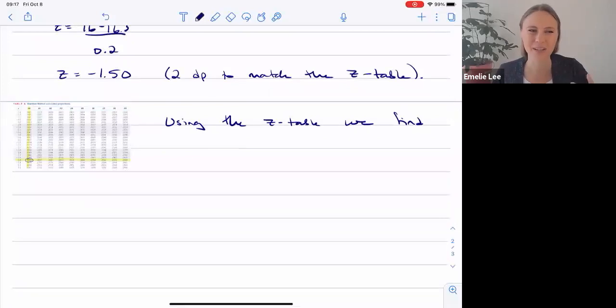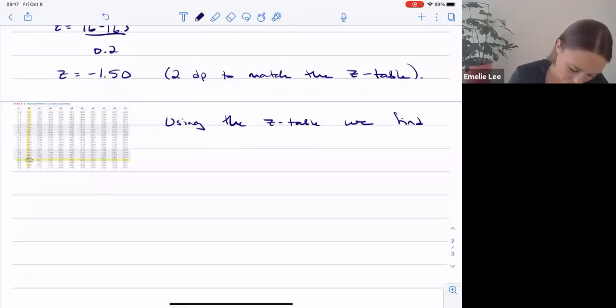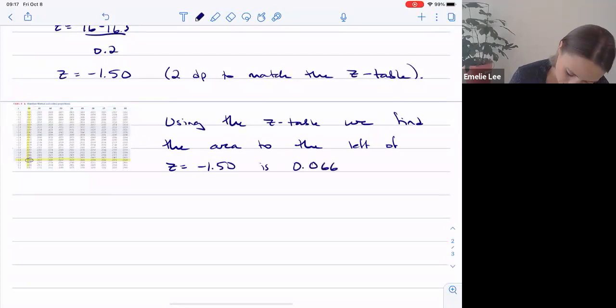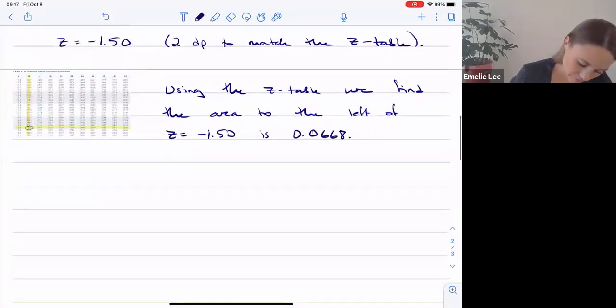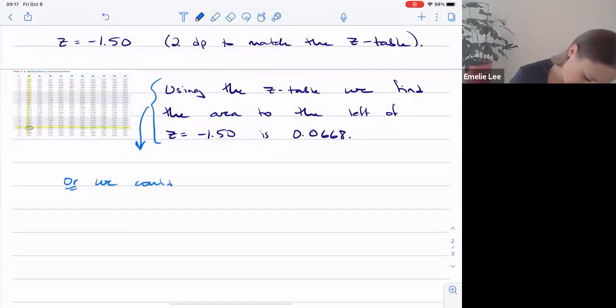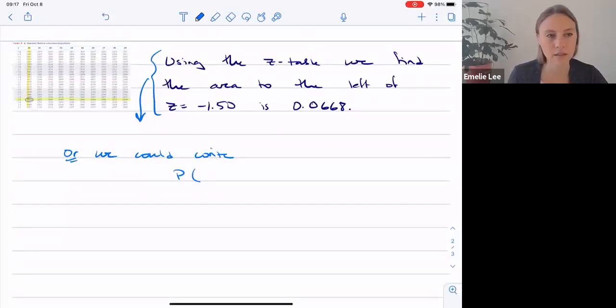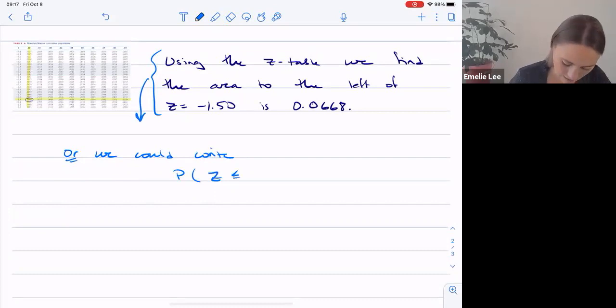Because writing out this blurb is pretty tedious. So: using the Z table, we find the area to the left of Z equal to negative 1.50 is 0.0668. Or instead of writing this, we could write: the probability that Z is less than or equal to negative 1.50 is 0.0668.